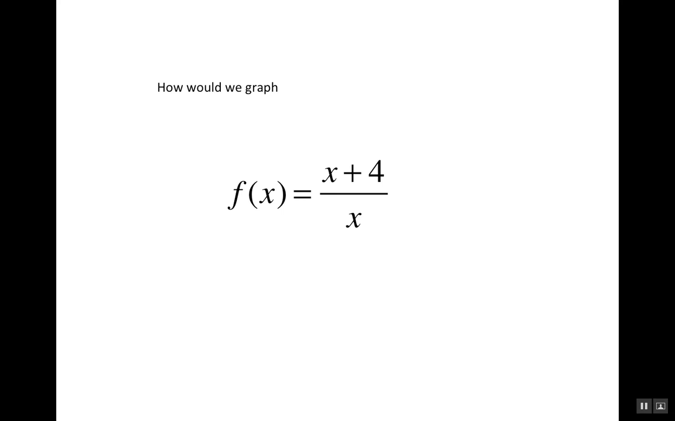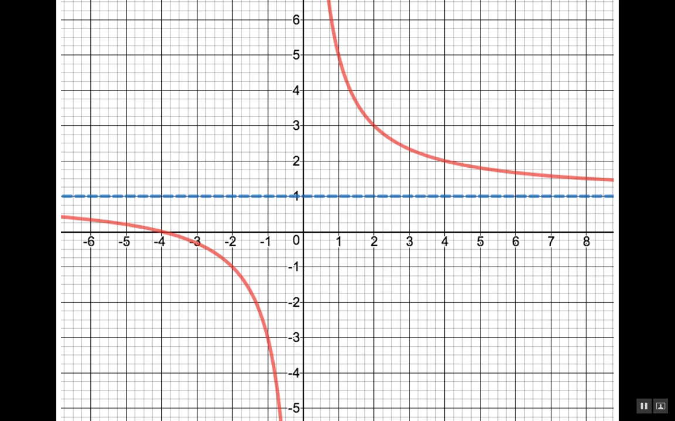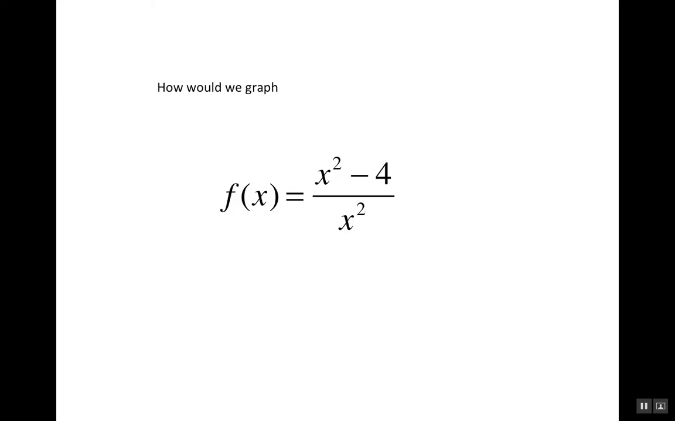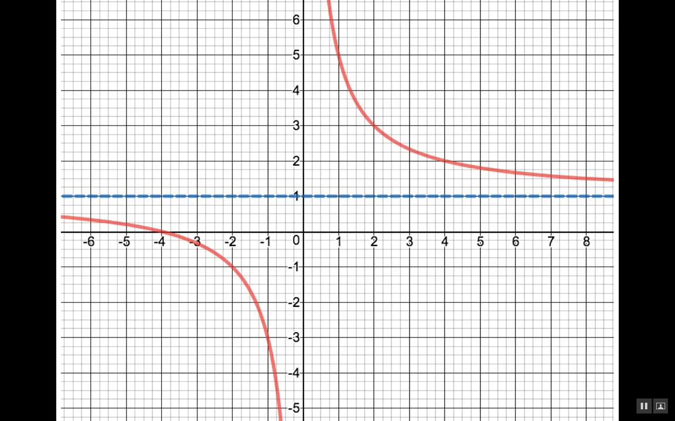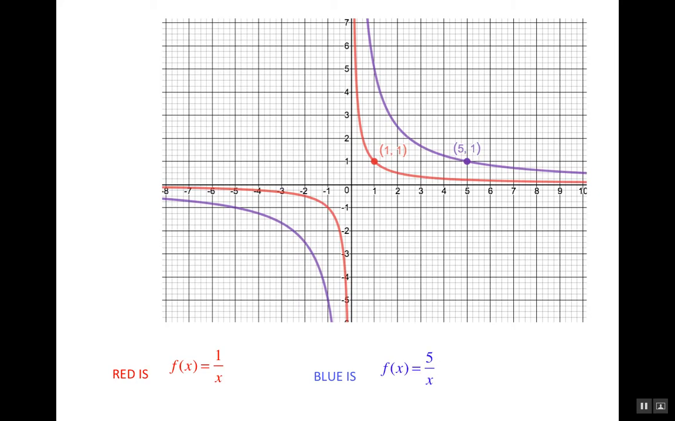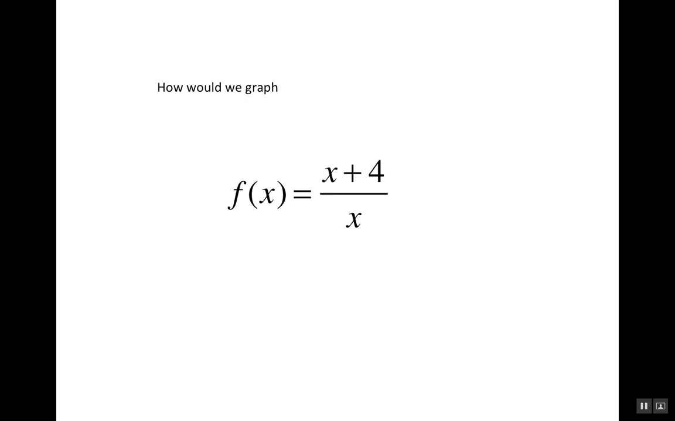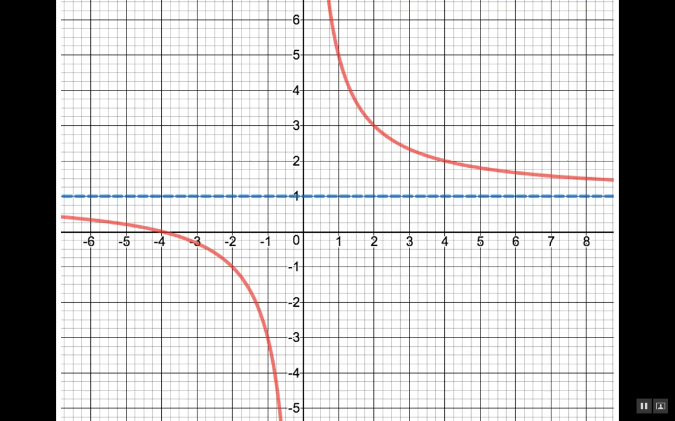So how would we graph (x plus 4) over x? We're going to back up. What we would do is break it up into 1 plus 4 over x. So 4 over x is displayed in red, and then we're going to add 1.